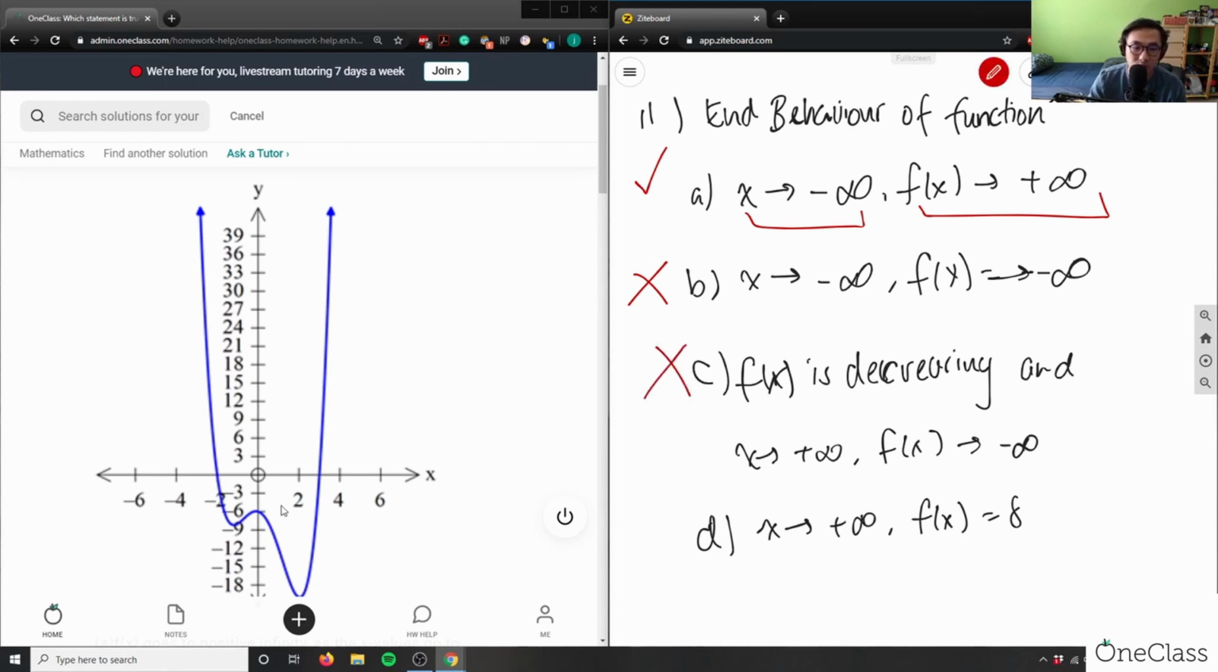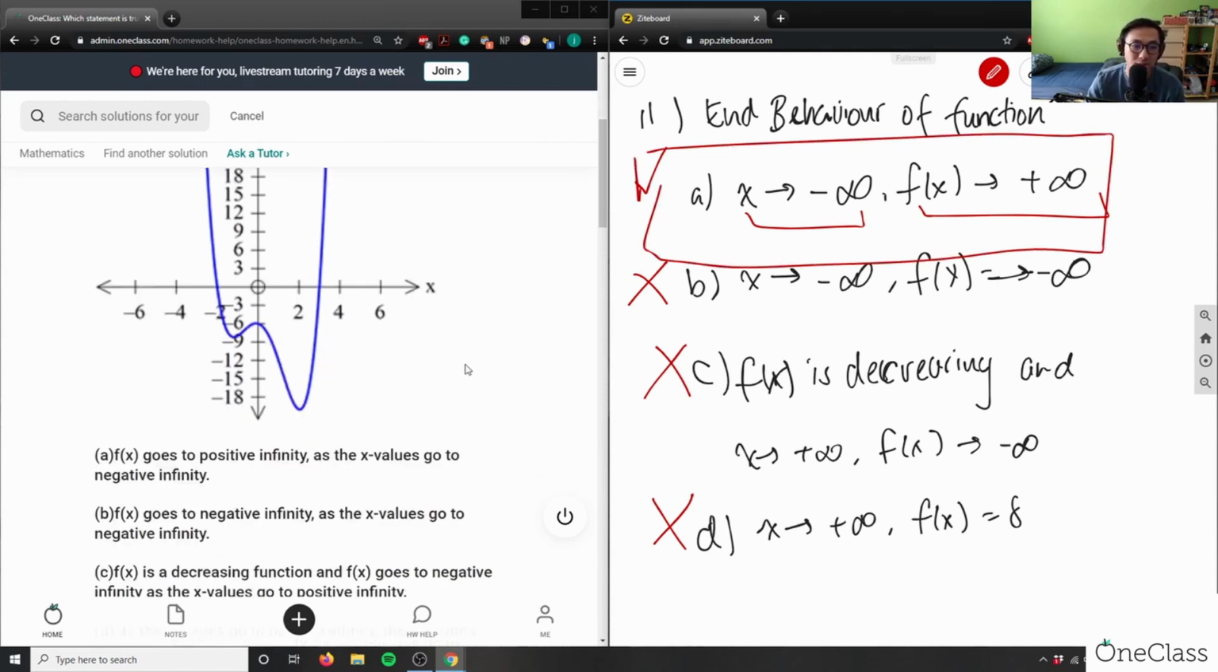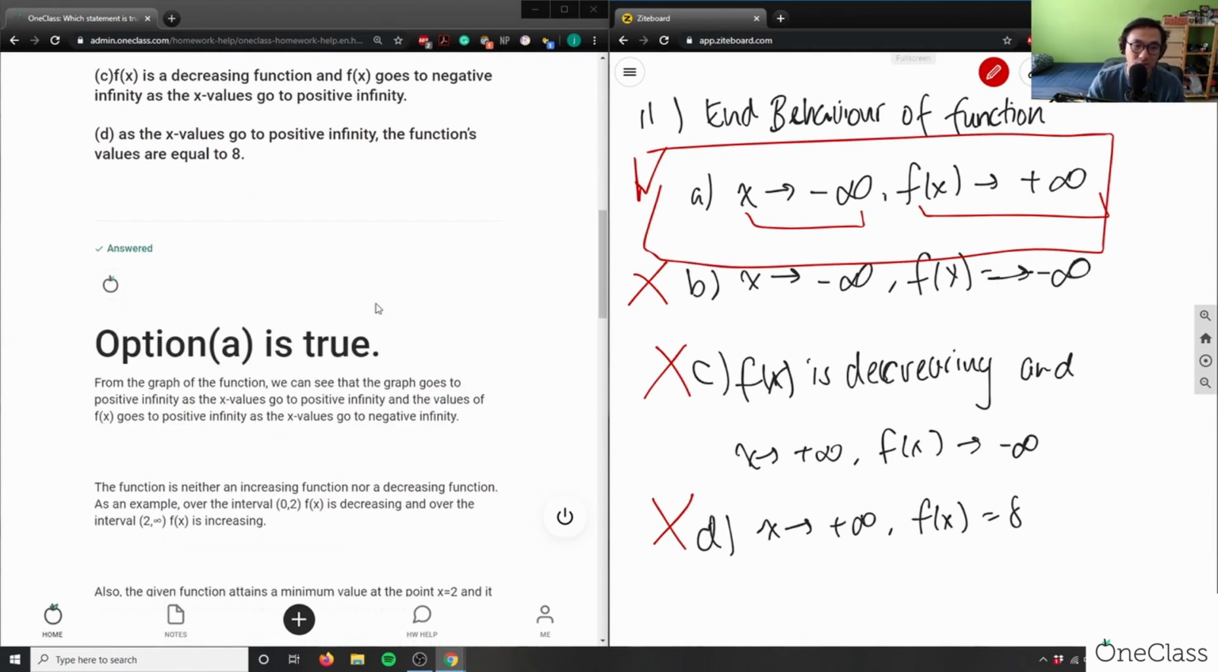And D says as x approaches positive infinity, f of x equals 8. As you can see, this is way above 8 already, which means this here is wrong. So in this case, A is my correct answer. As x approaches negative infinity, f of x approaches positive infinity. Option A is true. That's good.